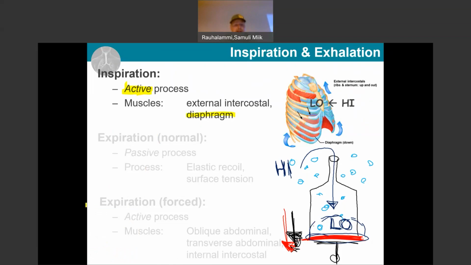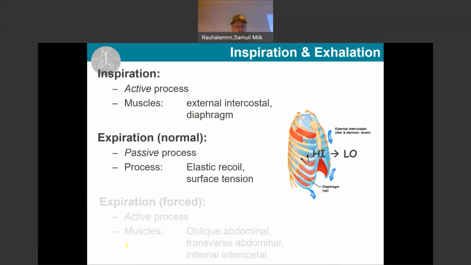And we're going to look at how to get air out from the lungs. Well, this is actually a passive process. We don't really recruit muscles for that. That just happens because of the elastic recoil of the chest cavity, because of costal cartilages and so on.